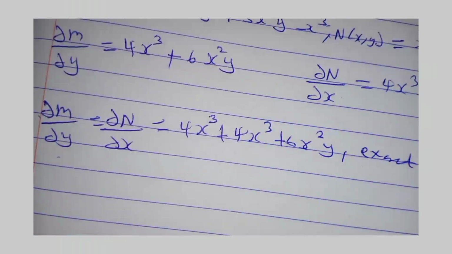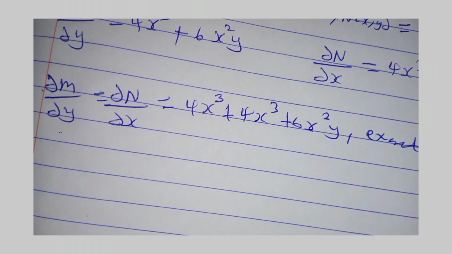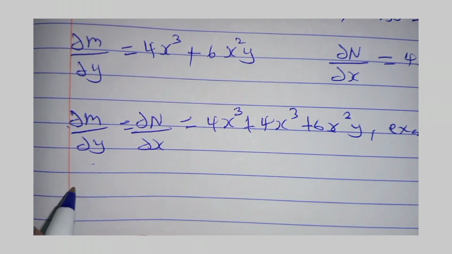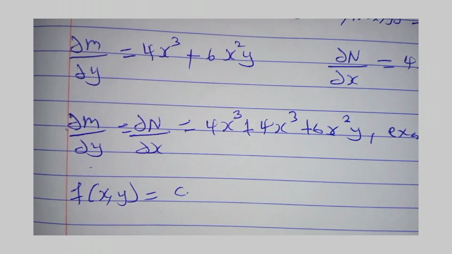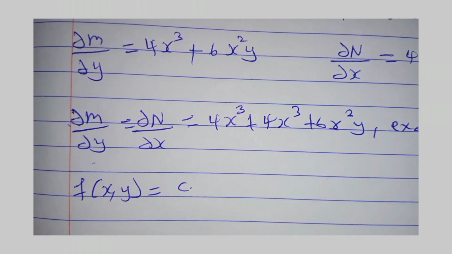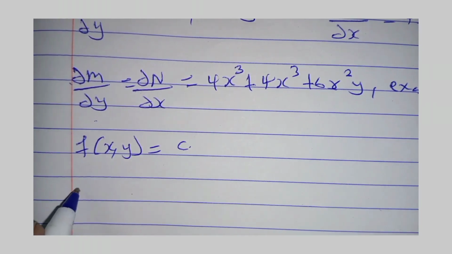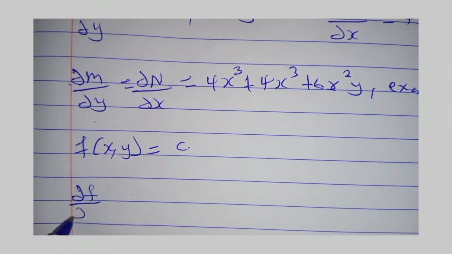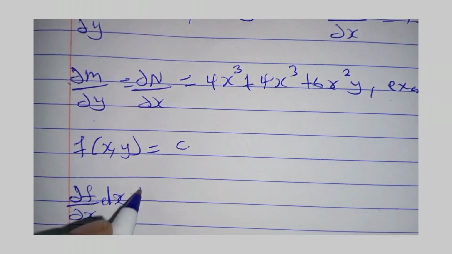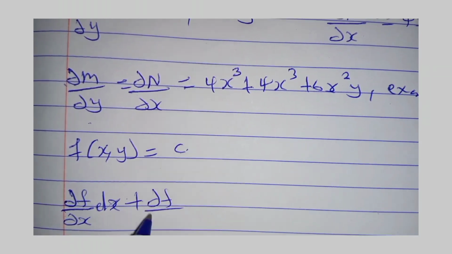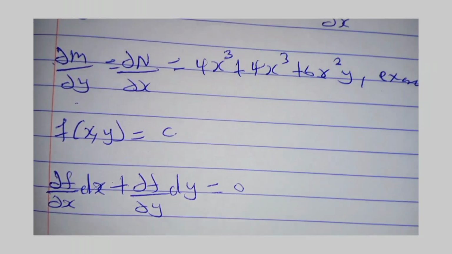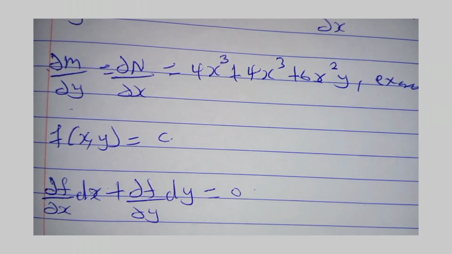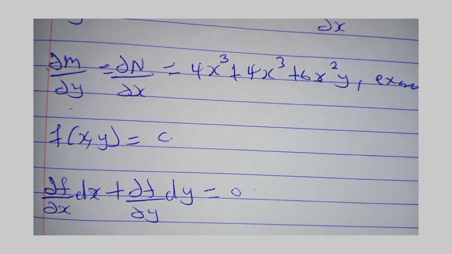So now, since our equation has become exact, we are going to seek the solution of this form: f of x, y is equal to c. And from this one, the total derivative is partial of f with respect to x dx plus partial of f with respect to y dy is equal to 0. This is what we are going to employ in the next stage to solve our differential equation.